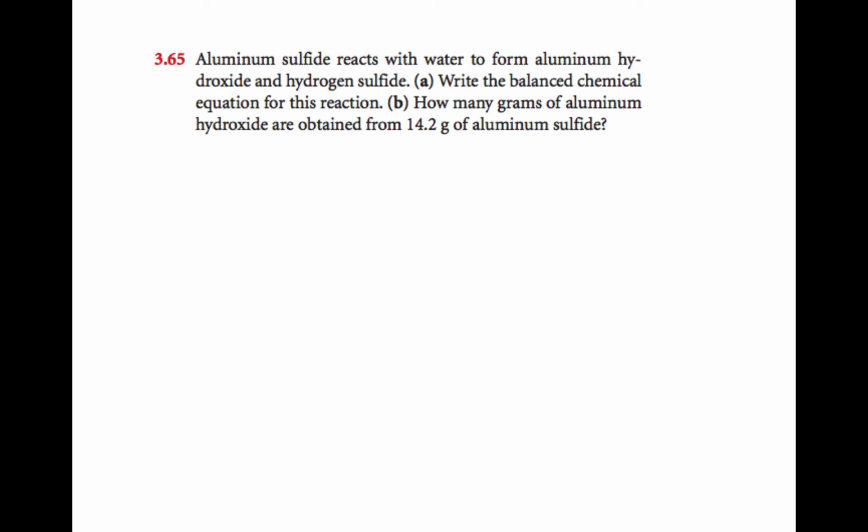65. Aluminum sulfide reacts with water to form aluminum hydroxide and hydrogen sulfide. A, write the balanced equation for the reaction. All right, so what we've got to do is get the formulas right for the reactants, get the formulas right for the products. So I have the formula for aluminum sulfide, water, aluminum hydroxide, and hydrogen sulfide. I then go back with coefficients to make sure that the same number of atoms are going into the reaction as coming out. Balanced equation.